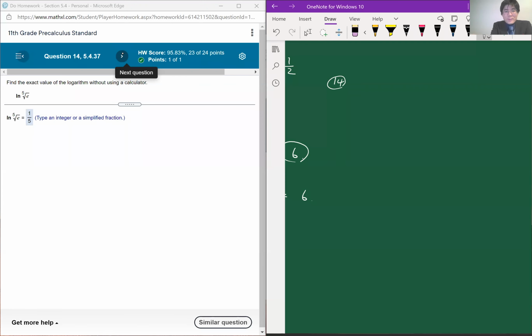Number 14, it's ln of the fifth root of e. This is the same thing as ln of e to the power of 1/5. And since ln means log base e, this is equal to 1/5.